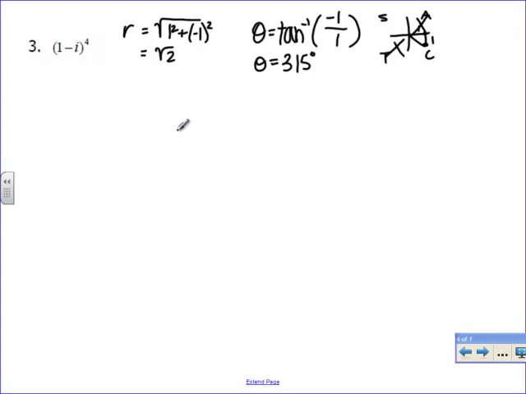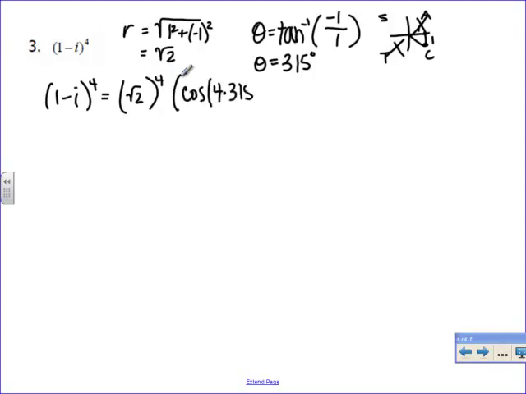Okay, so then I put it into my formula, and I have 1 minus i to the 4th, r to the 4th times the cosine of 4 times my angle, and here's where it gets a little more difficult. Square root of 2 squared would just be 2, so to the 4th it's just going to end up with a 4. Here's where our choice of 315 degrees may be a little more difficult, because if I multiply that by 4, then that becomes a pretty big number.